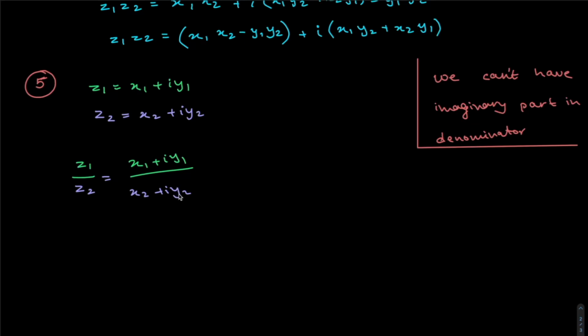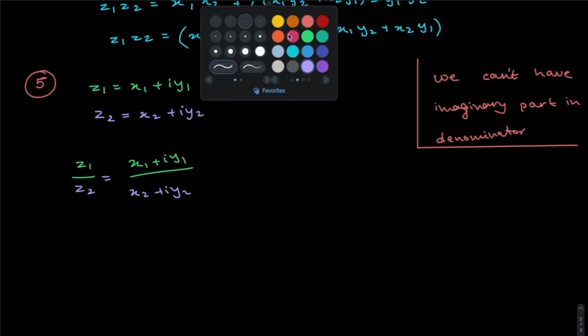Well, before I actually tell you the solution, let's think about it. If we have to get rid of this i, how can we get rid of it? Well, we can rationalize it. We did something called rationalizing before. So what we're going to do is multiply this by its conjugate. I don't think I've introduced conjugate before, so I'll introduce that as well.